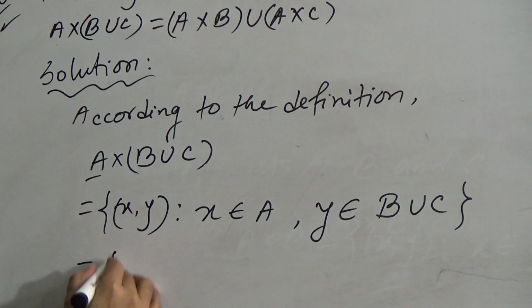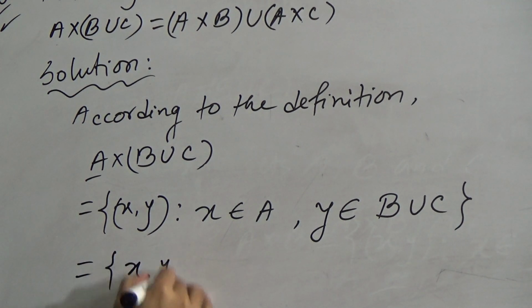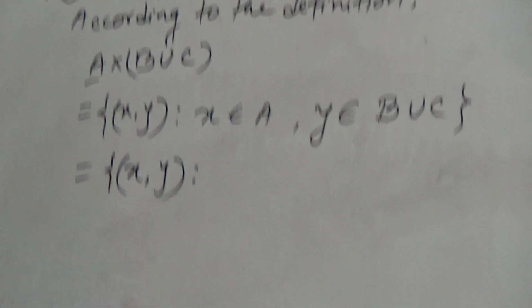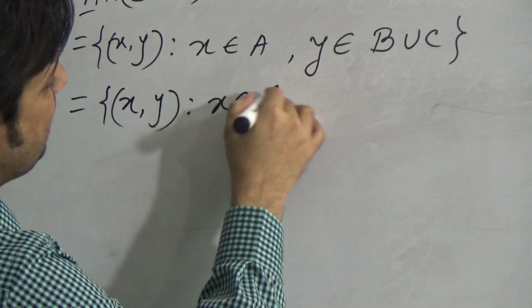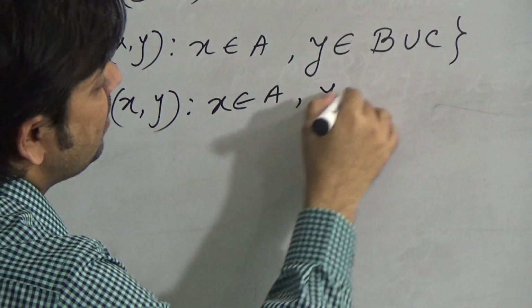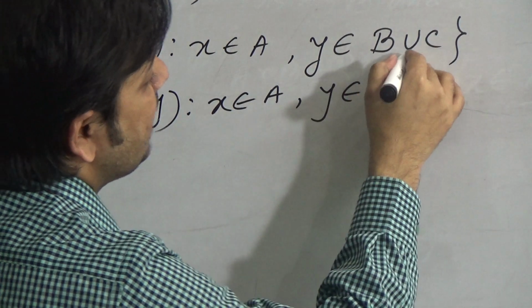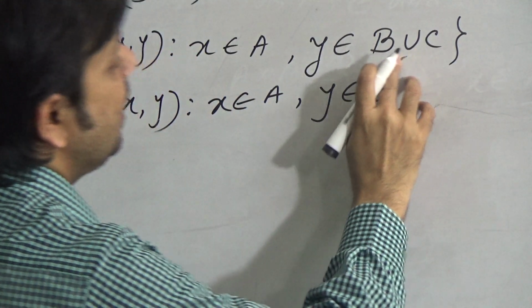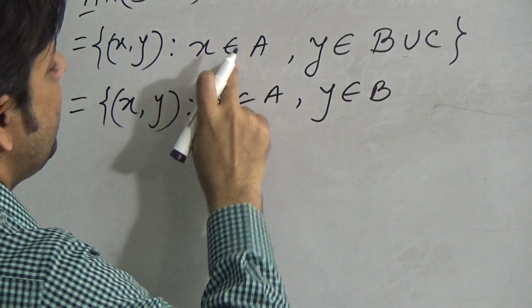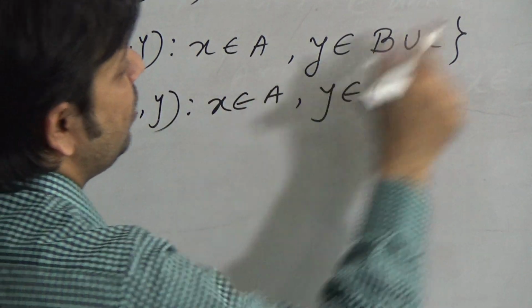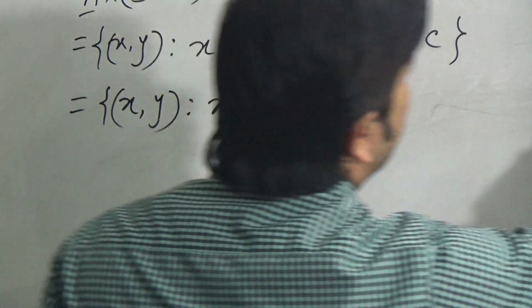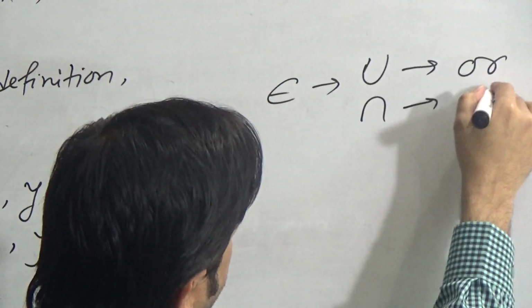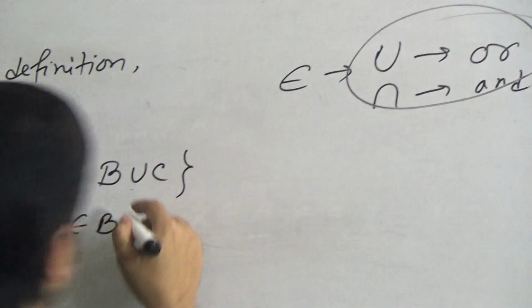So, we can write here the set of all ordered pairs x and y such that x is contained in A, y is contained in B, as here is union and here we are looking at belongs to or element. In case of element, if it is union, we have to write here or. If it is intersection, we have to write here and. So, we can write here or.